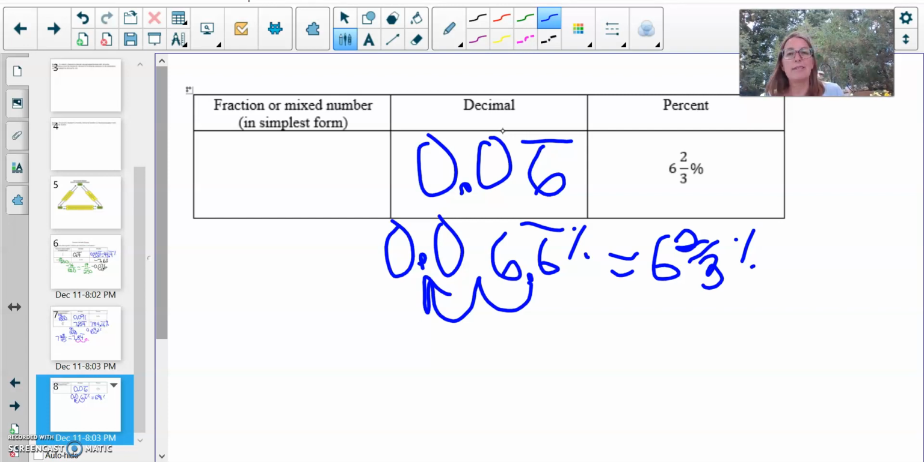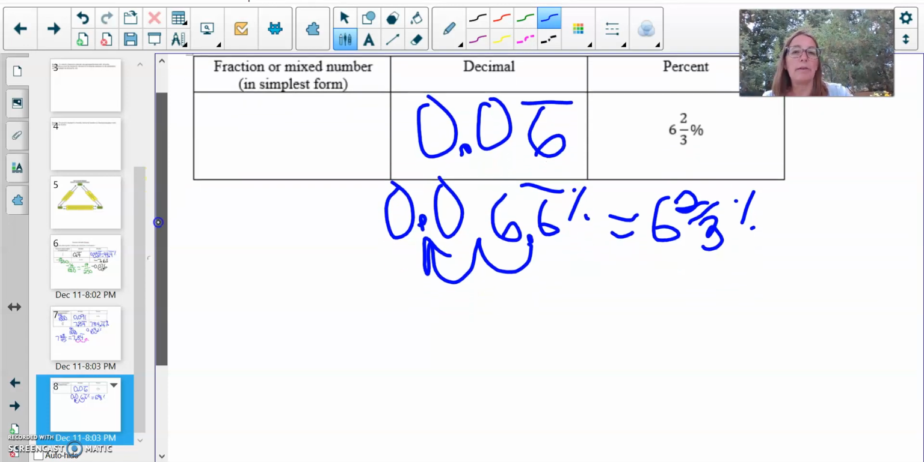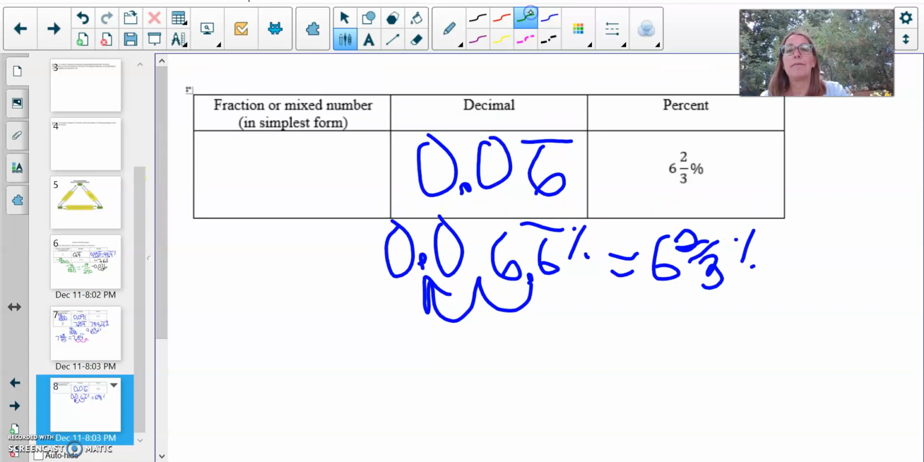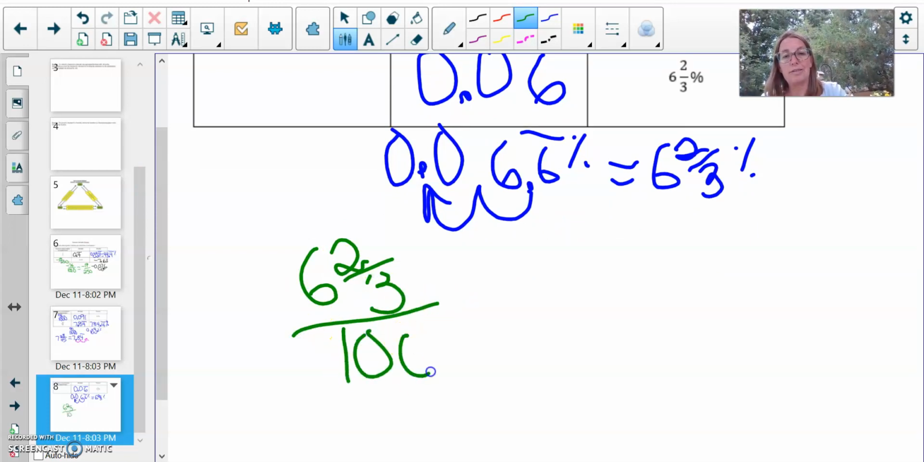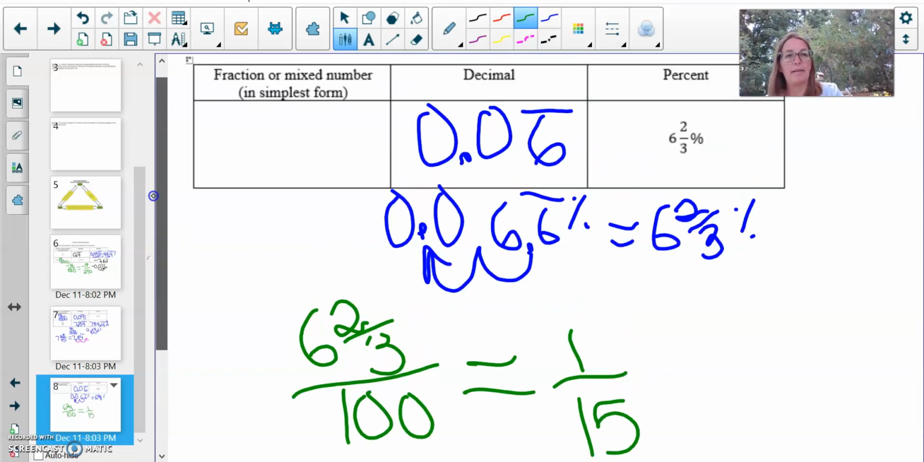Now to change this one to a fraction, it's a little bit trickier. So I'm going to look at the percent. I have 6 2/3%, which would be 6 2/3 over 100. Now I'm going to use my fraction key, 6 2/3 divided by 100. And on my calculator, I get my reduced fraction, 1/15.